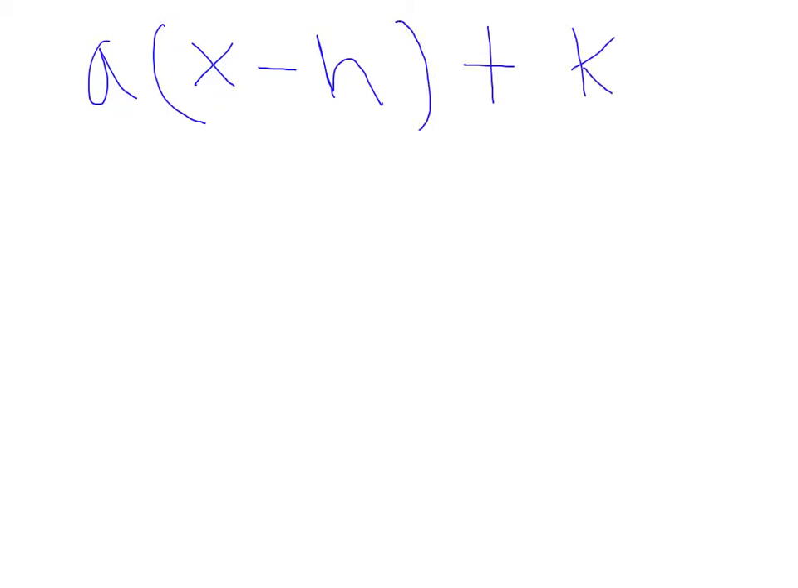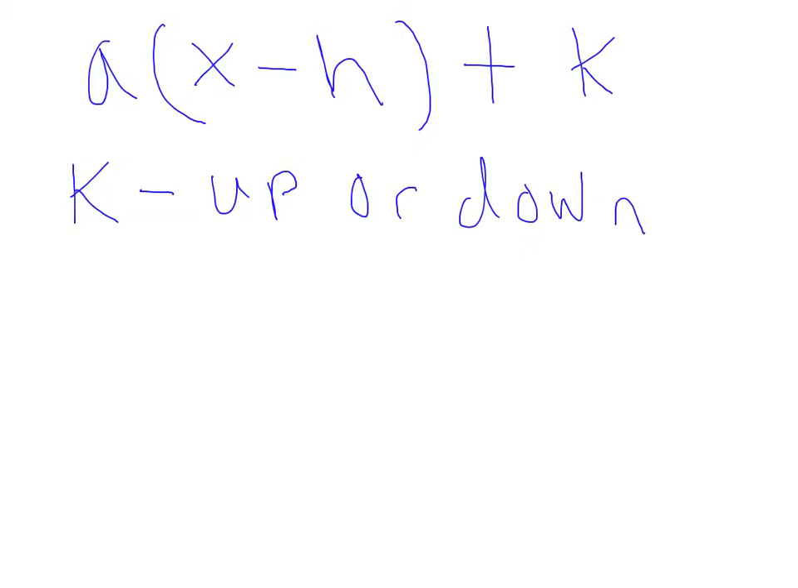I'm going to explain what each of these variables do to the graph, starting with the k. The k affects the graph up or down. Basically meaning it'd be the y of your vertex in the parabola.